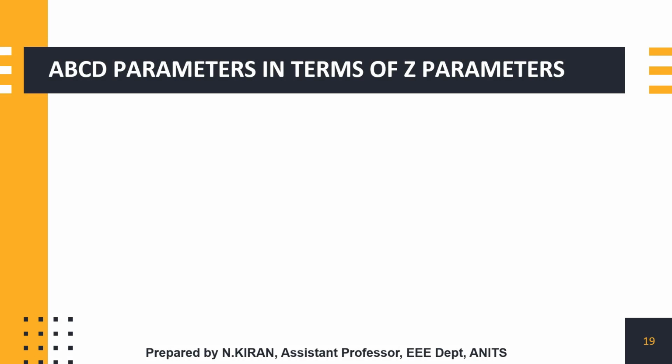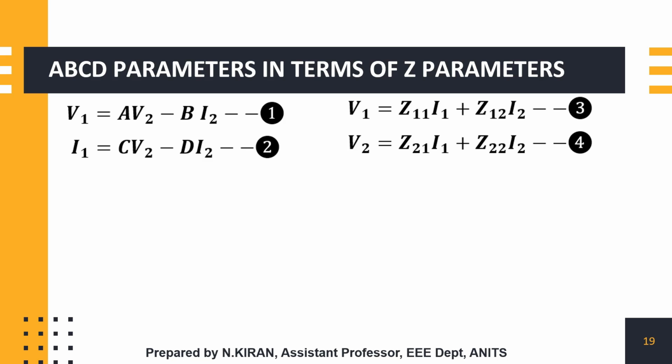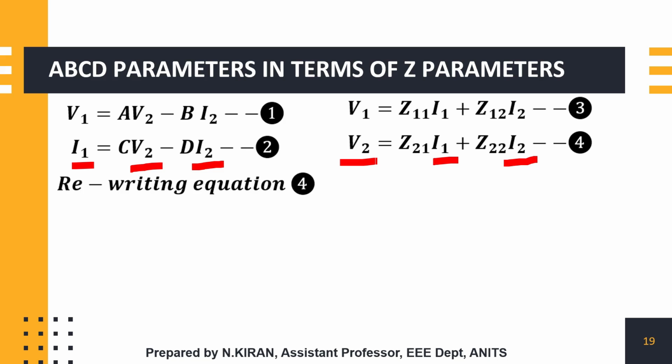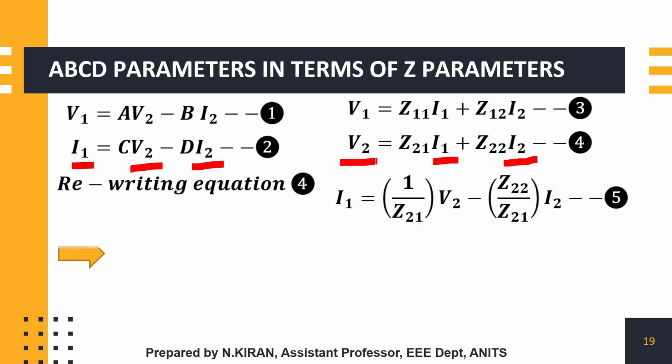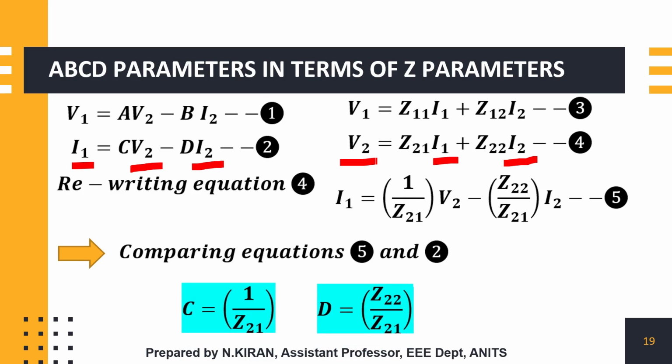Next is the ABCD parameters in terms of Z, writing the standard equations here. Now comparing the two equations, here I have I1, I2 and V2. In the fourth equation also I have I1, I2 and V2. So rearranging equation 4 and comparing it with the second equation will give me C to be 1 by Z21 and D to be Z22 by Z21.